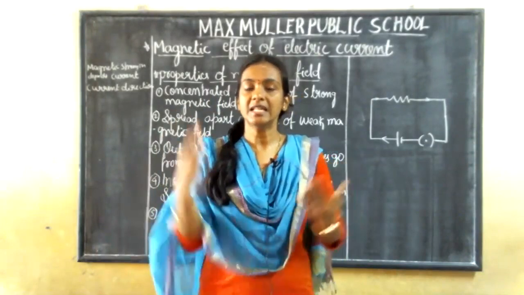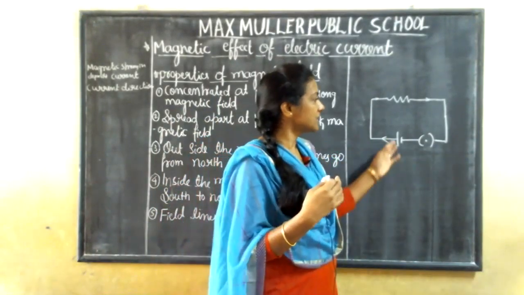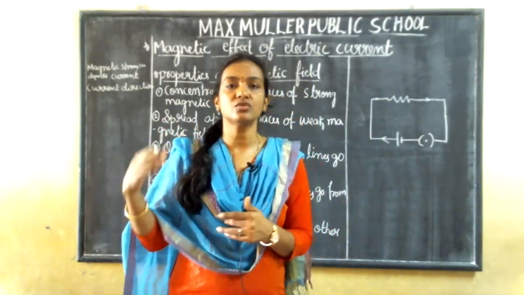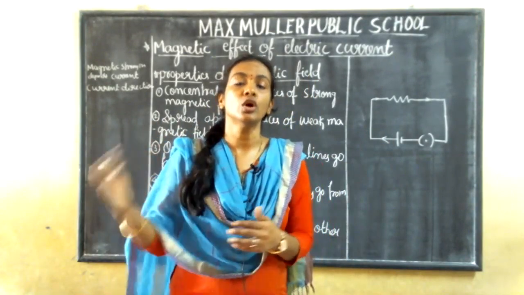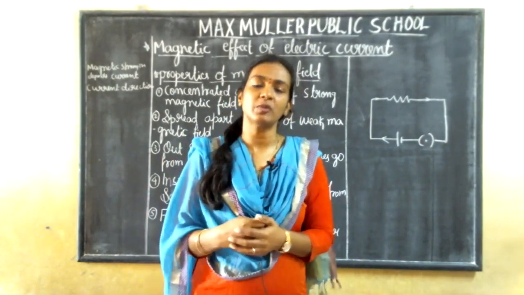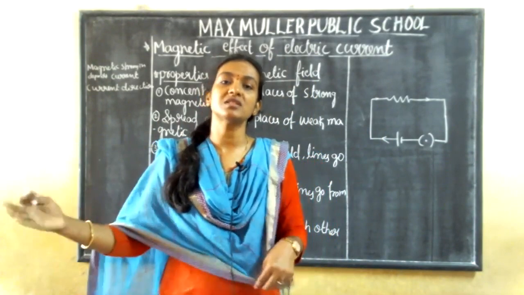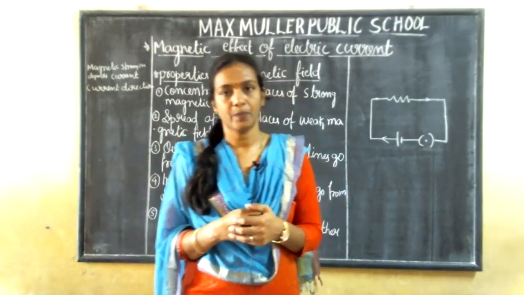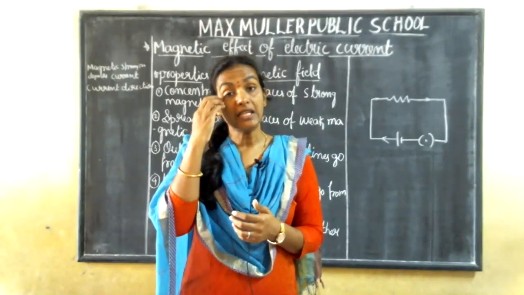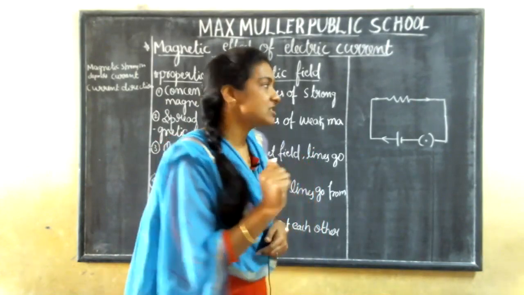So he repeated the experiment again and again, and started to check how the compass moves and in what way it is going to move. Again he found that there will be some movement in the compass which is nearby the circuit. Next, after that, he changed the direction of the current.